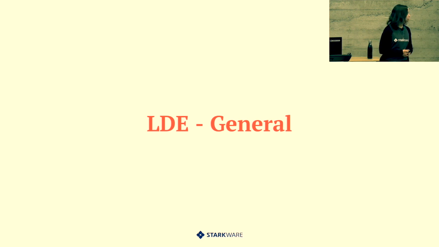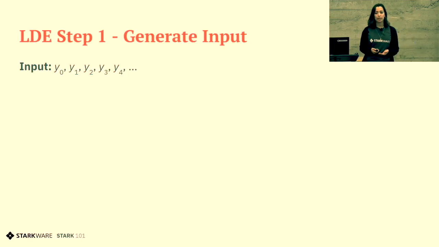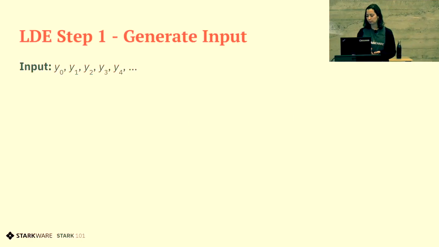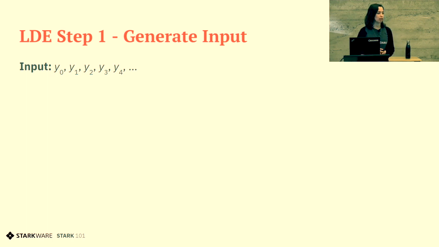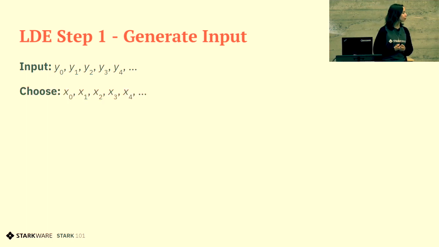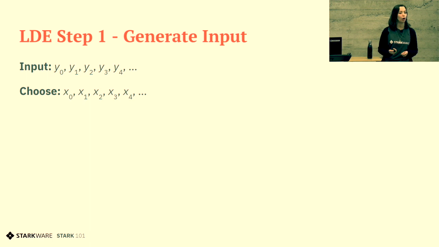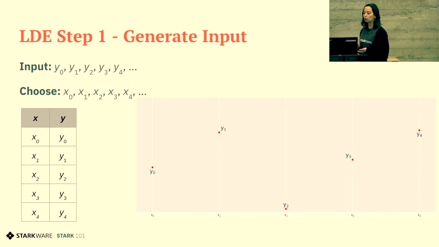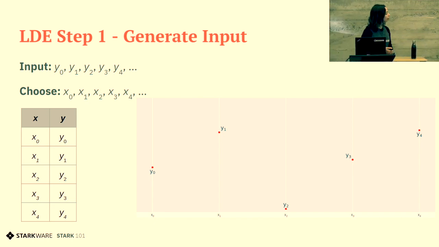OK, so we have some input, y0, y1, y2, a sequence of elements. And we choose some other sequence for our own convenience. We're going to show how we are choosing it. And we view them as a set of pairs, xi goes with yi. You see it on the screen, the points in the plane.